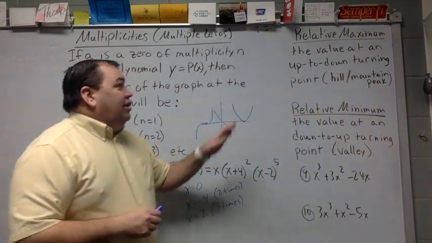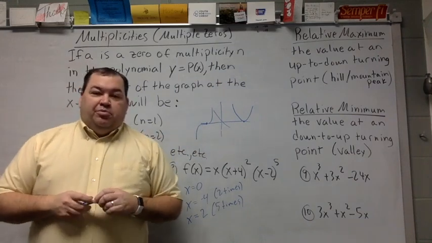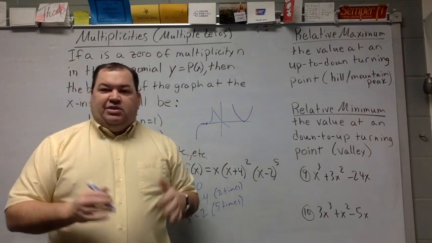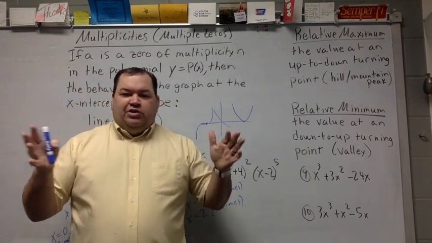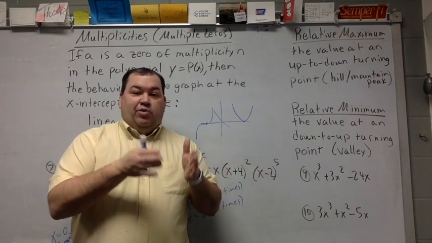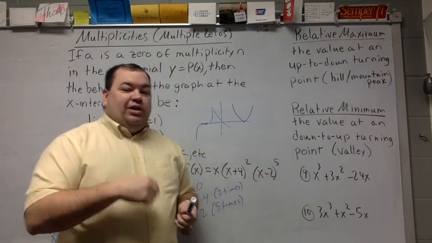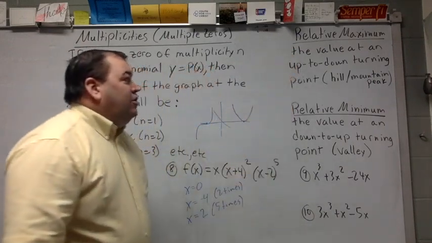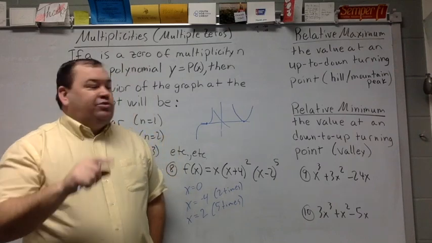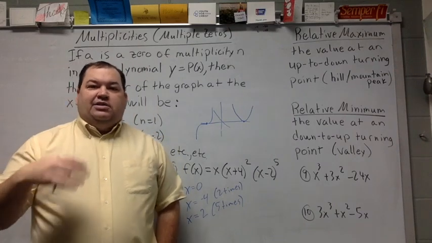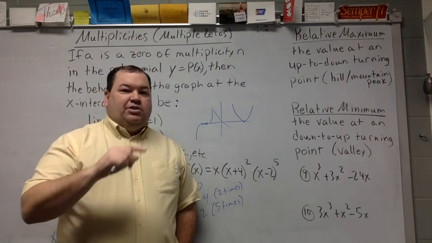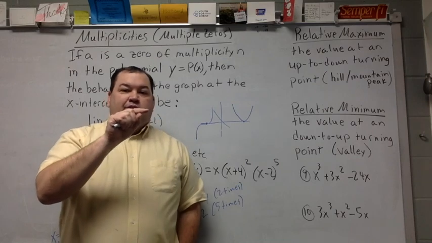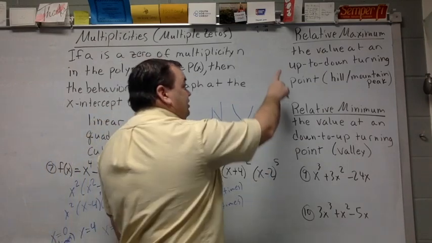Now the other thing we need to talk about is this idea of maximums and minimums. Now when we first introduced polynomials, we talked about the peaks and the valleys, and we said we weren't interested in those as much. We looked at end behavior. But now we're going to take a look at what happens between the ends when it changes direction. So a relative maximum is defined as the value where it goes from up to down turning. I think of these as the hills or the mountain peaks. If you see something that looks like a hill, at some point it goes from going up to going down. That's a relative maximum.